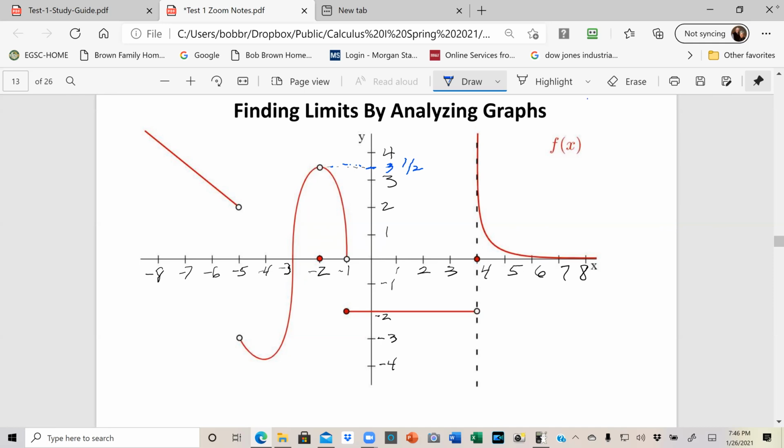Let's start with 4. And let's look at the limit as x approaches 4 from the right. So to find the limit as x approaches 4 from the right, you need to start from the right. So let's hop on the curve, say here, and then follow it up the curve, continuing to get closer to x equal 4. And what does it look like the limit is going to?